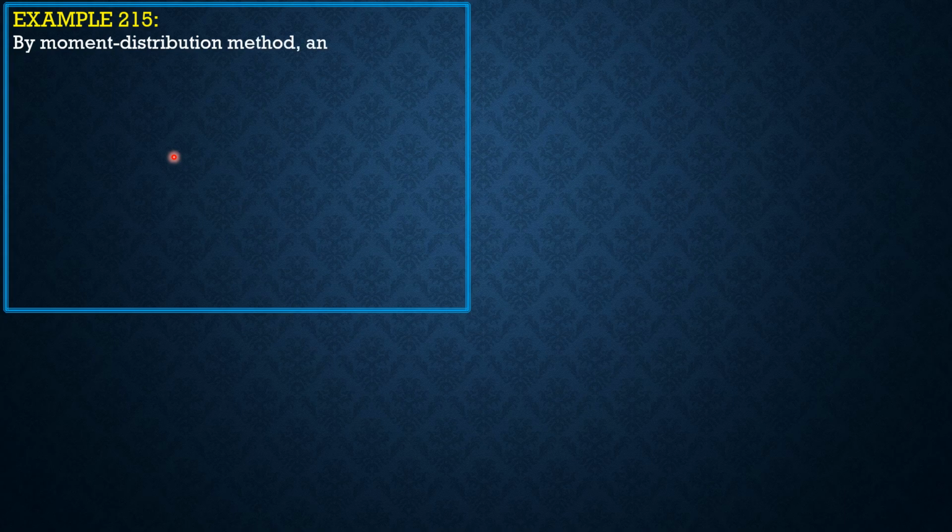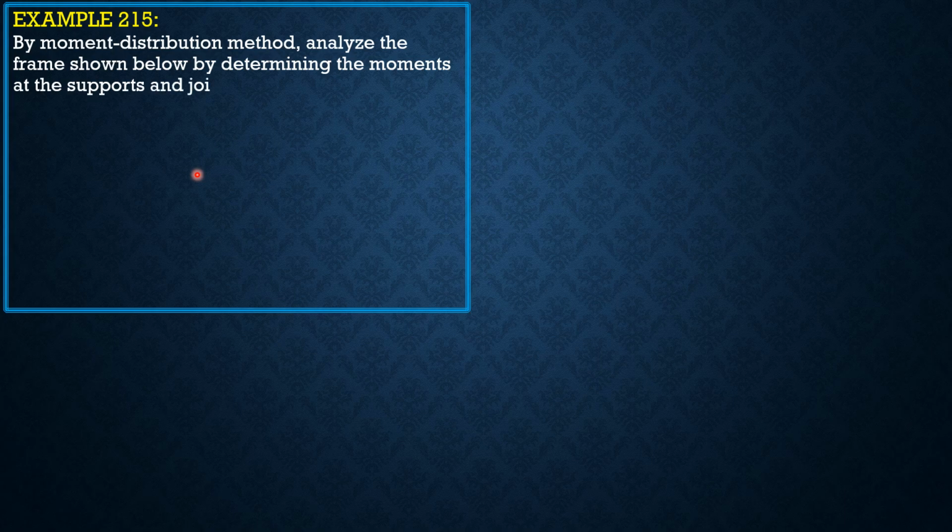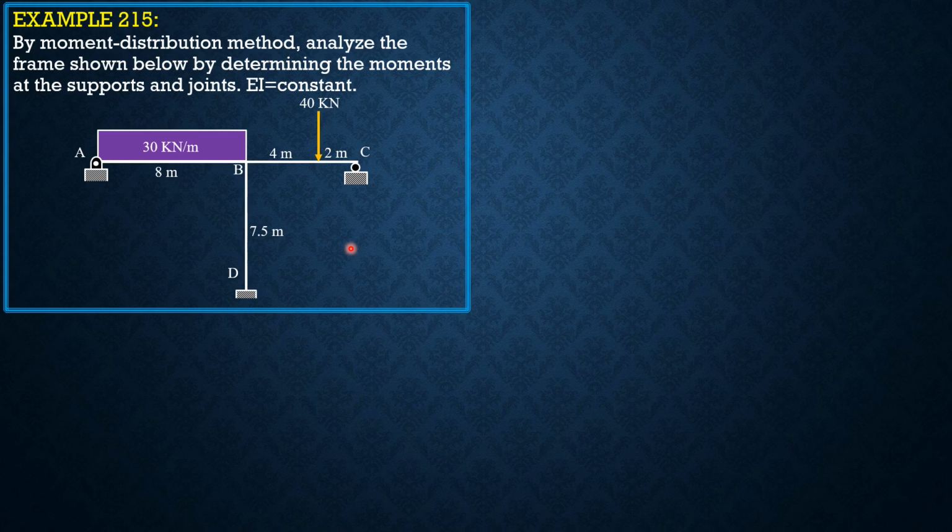By moment distribution method, analyze the frame shown below by determining the moments at the supports and joints. EI is constant. So here is another non-sway frame. I already solved this by slope deflection equations, and in fact I also drew the shear force diagram as well as the bending moment diagram and the sketch of the elastic curve. So here we'll just compute the moments at the joints.